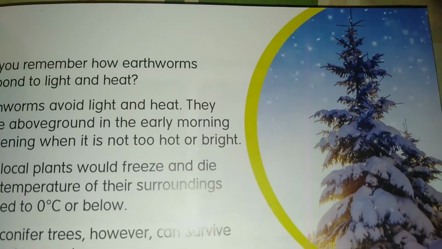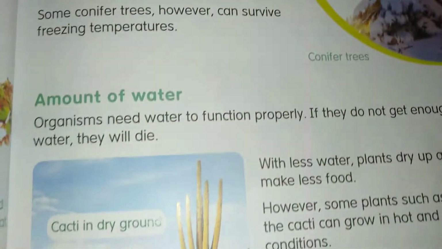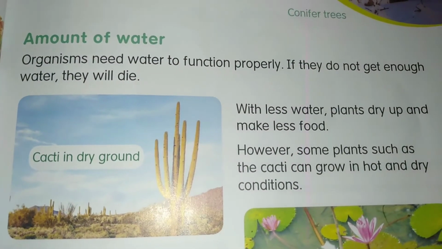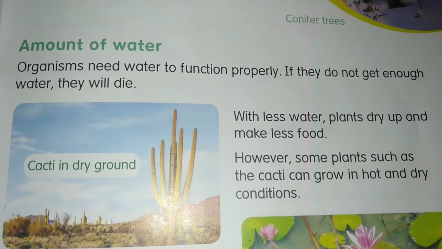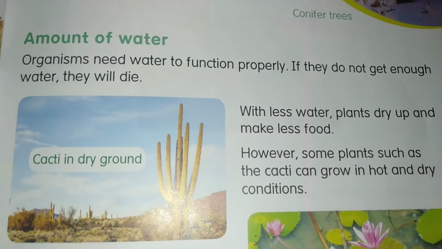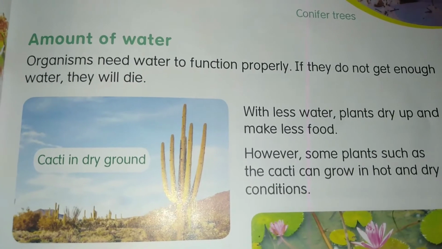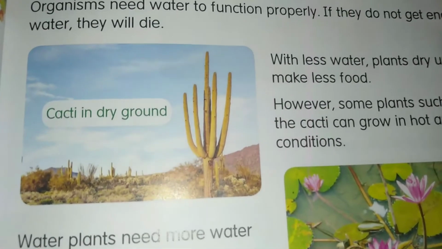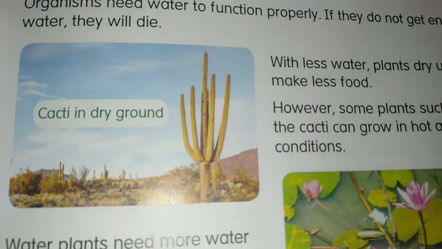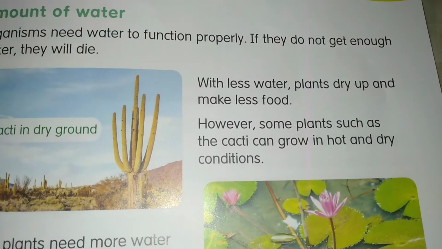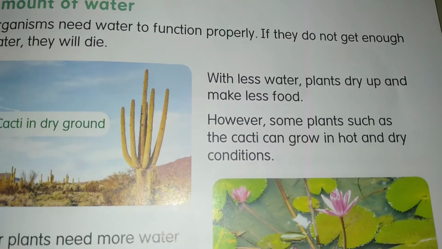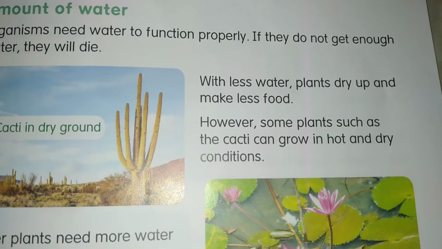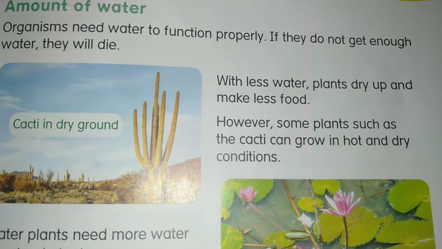Now we will have the other one. We have the amount of water. Organisms need water to function properly. If they do not get enough water, they will die. Look at the cacti in dry ground. With less water, plants dry up and make less food. However, some plants such as cacti can grow in hot and dry conditions.